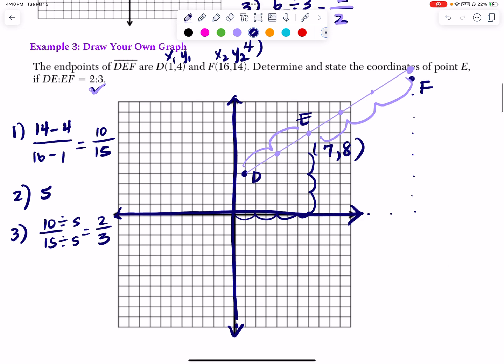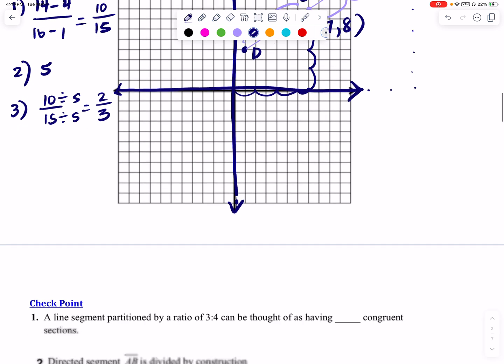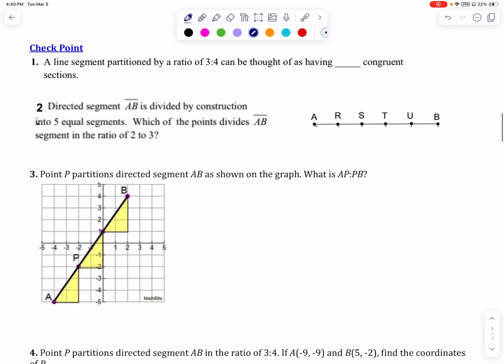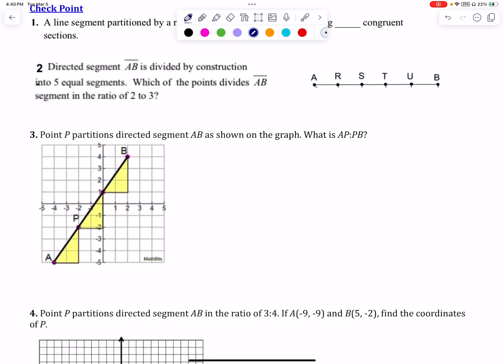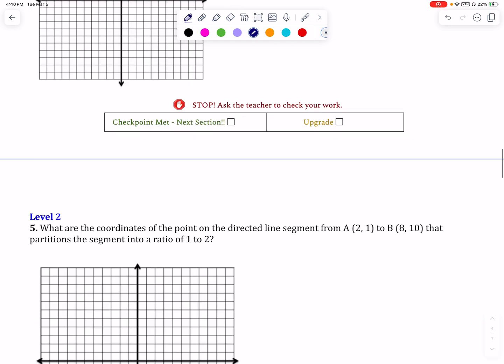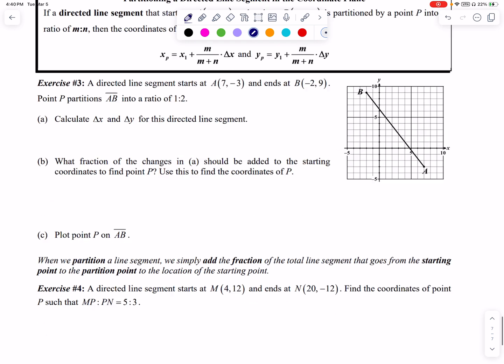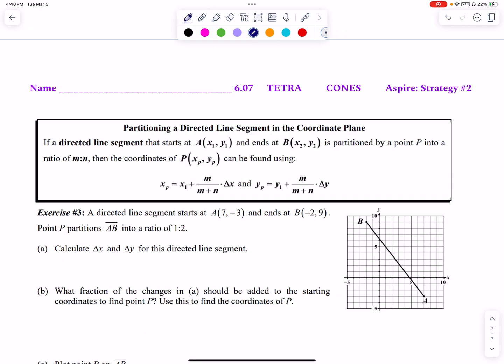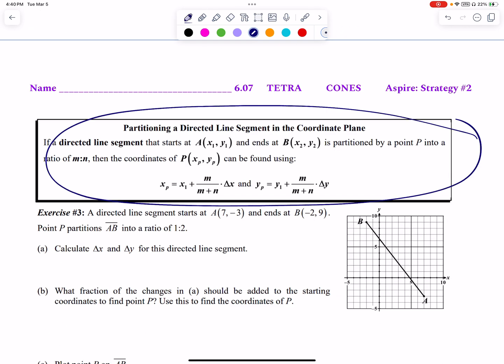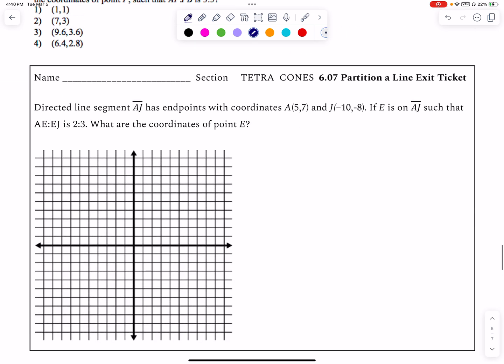So if there is no graph provided, you're going to have to use that grid paper multiple times and do the checkpoint and try to get to the aspire section and work with your table mates to do the algebraic way after you do the exit ticket.